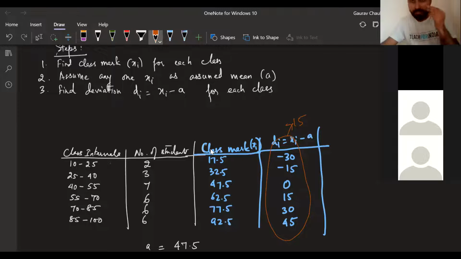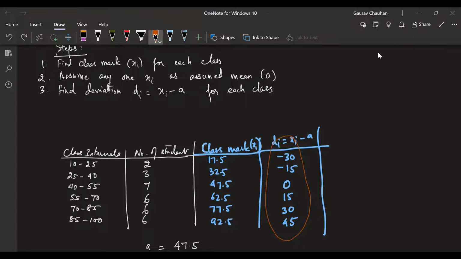Now, just to make my calculation later easy, so that I multiply with smaller numbers, I'm going to find something called ui. I'm going to divide each of these di by 15 so that I have a simpler multiplication to do for my last column. Just notice what I'm doing here. I'm going to find ui equal to (xi minus a) by h. See, xi minus a is already there. Xi minus a is deviation, so this is basically di. So ui is equal to (xi minus a) by h, and I'm going to find this for each.